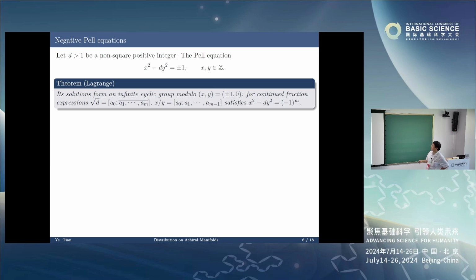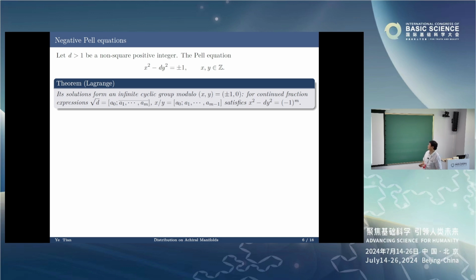So say from a_1 to a_m is the cycle. Then you write this partial continued fraction from a_0 to a_{m-1} as a reduced fraction x over y. Then you know x squared minus d y squared equals (-1)^m. So if this minimal period m is odd, then the negative Pell equation is solvable. But if the minimal period m is even, then the negative Pell equation has no solution.